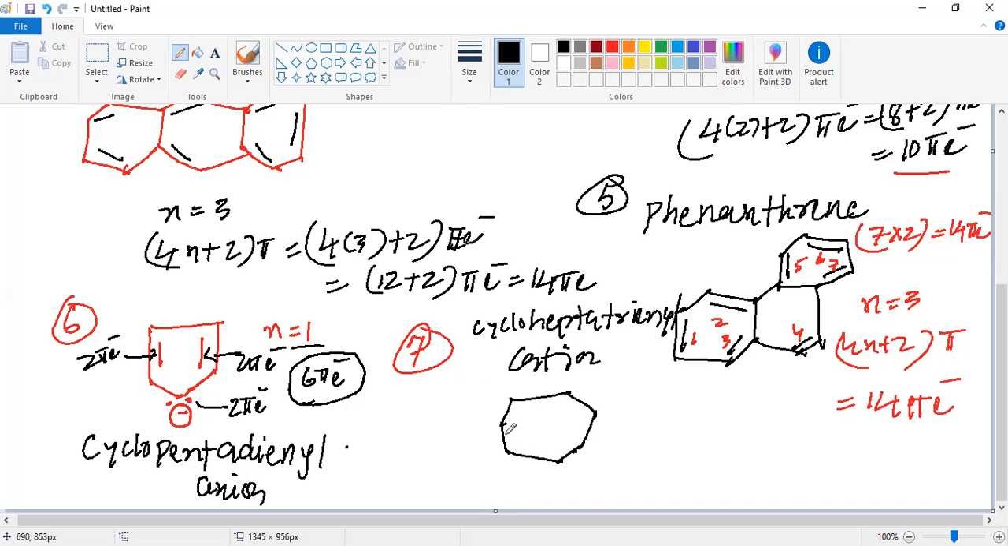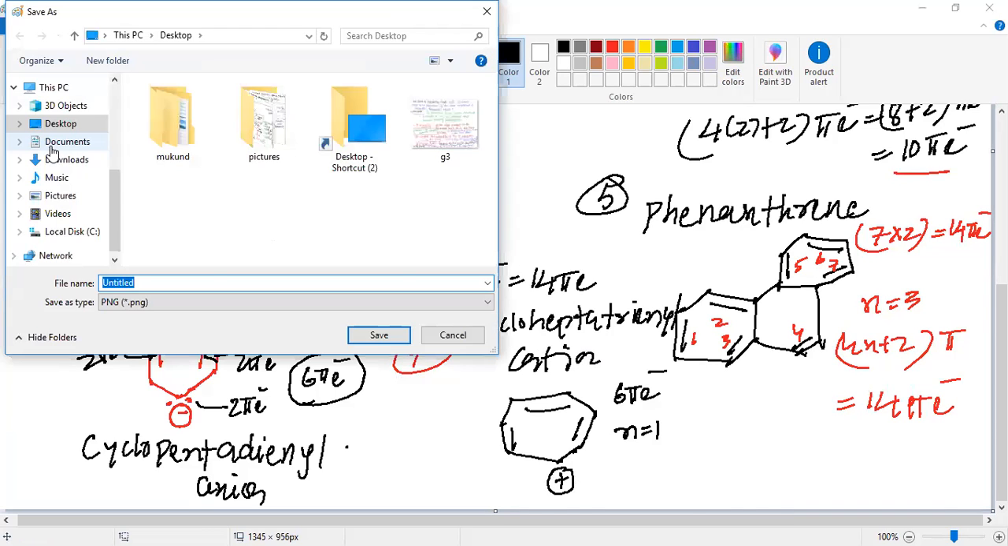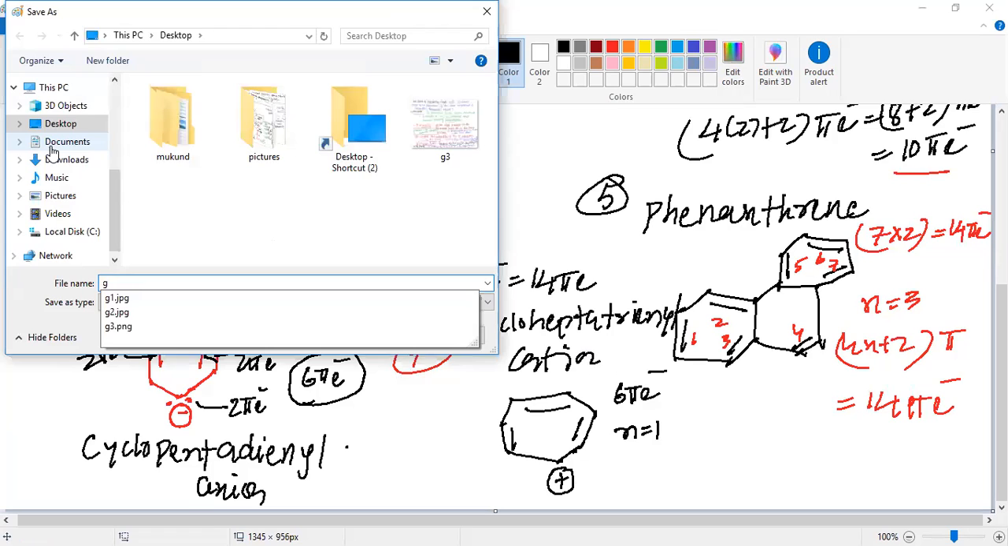it has got 7 carbons, but it has 3 alternate double bonds. And there is a positive charge available on this carbon. So again it has got 6 pi electrons, and there is only one ring, n is equal to 1. And thus this cycloheptatrienyl cation is also a very good example of the aromatic character. So these are the various examples of this aromatic character, and they follow all the rules, my dear students, which are required for being an aromatic compound.